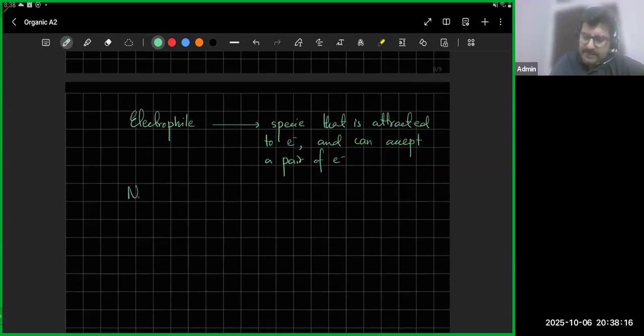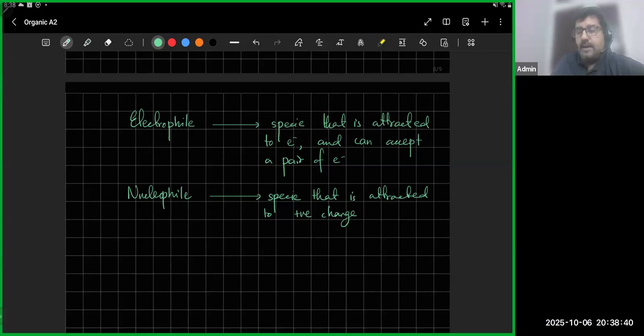A nucleophile is the exact opposite. It's something that's going to be attracted to positive charge. So it's a species, molecule, ion, atom that is attracted to positive charge. And not only is it attracted to positive charge, it can donate electrons to it, specifically a pair of electrons.